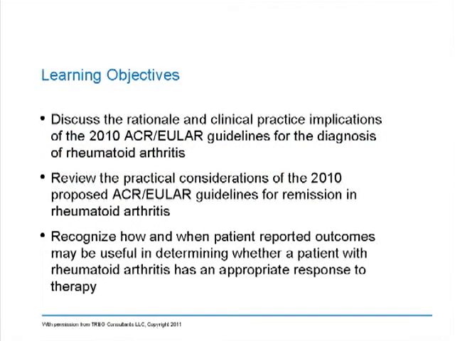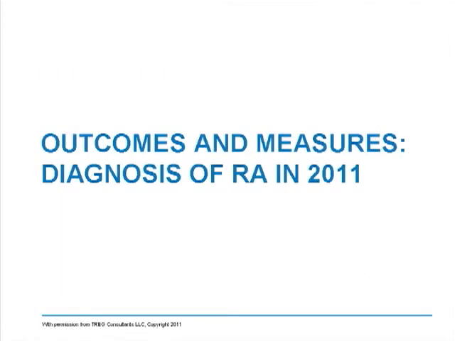The learning objectives are to understand the rationale, clinical practice, and implications of the 2010 ACR EULAR guidelines for the diagnosis of rheumatoid arthritis, to understand the practical considerations of the 2010 proposed ACR EULAR guidelines for remission in RA, and to understand other patient characteristics which could determine which medications could be employed and their effectiveness in patients with rheumatoid arthritis. So let me start with outcome measures and diagnosis of rheumatoid arthritis in 2011.